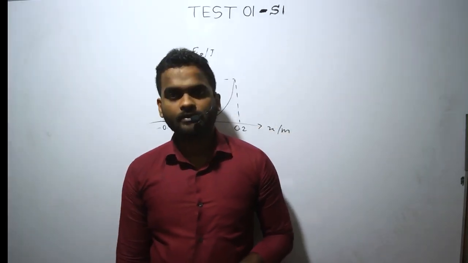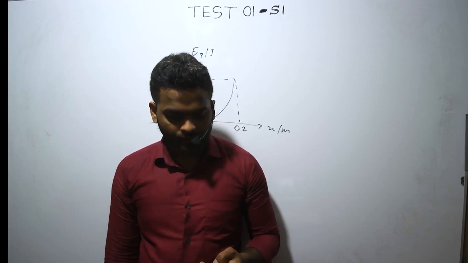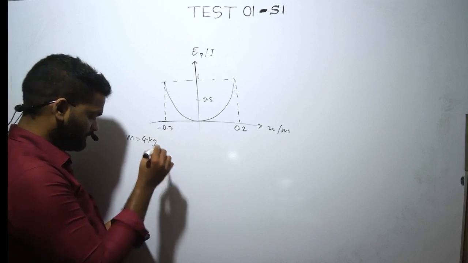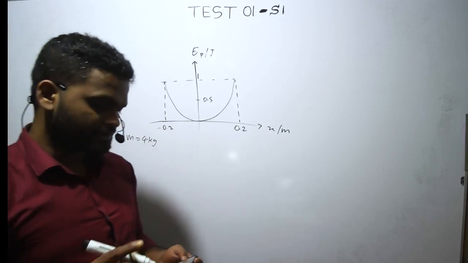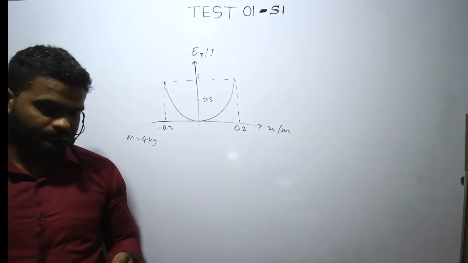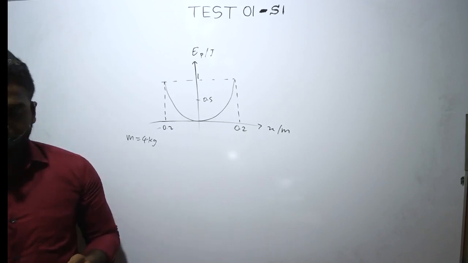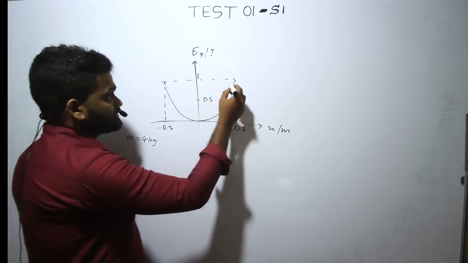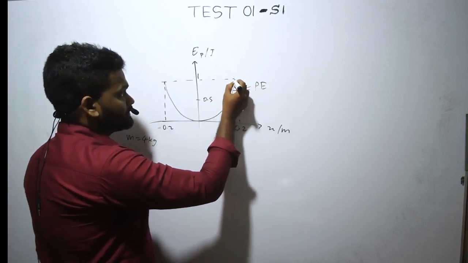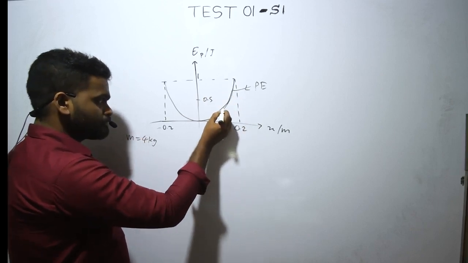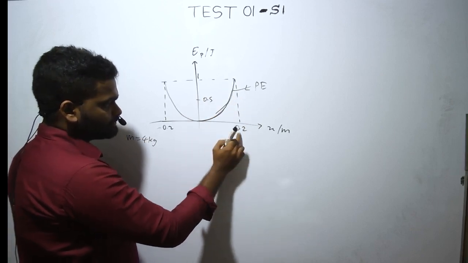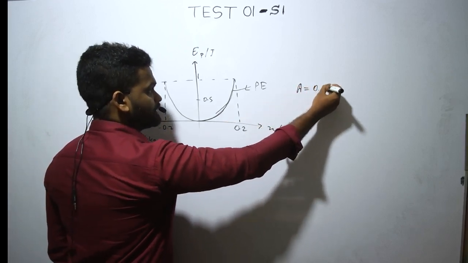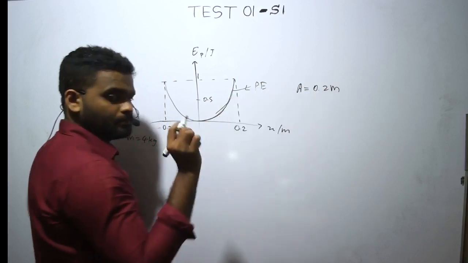Right. 14th question. A 4 kilogram mass in simple harmonic motion has a variation of potential energy with displacement as shown below. Time period. In this case, they are asking about time period, right? And they say this is the variation of potential energy, right? And from this you can see this amplitude is 0.2 meters. So you have to extract those details from the graph. So amplitude is 0.2 meters.